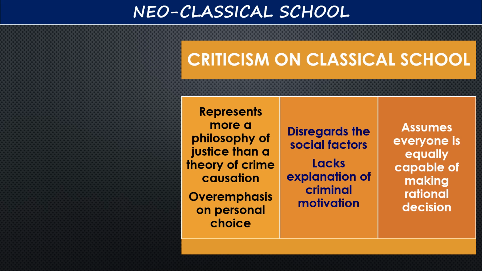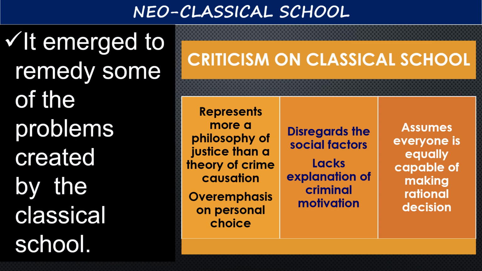So what about the neoclassical? The neoclassical school did not come out right after the classical. Neoclassical emerged in the late 19th century or the early 20th century. There were criticisms of the classical school, so the neoclassical school emerged to remedy some of the problems created by the classical school. And what are those criticisms?